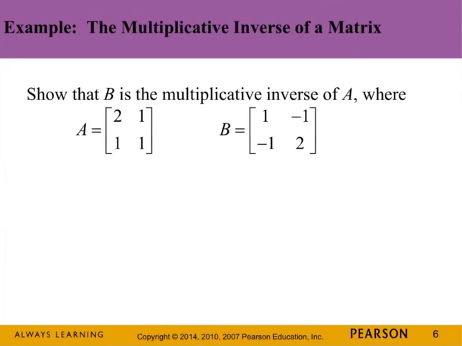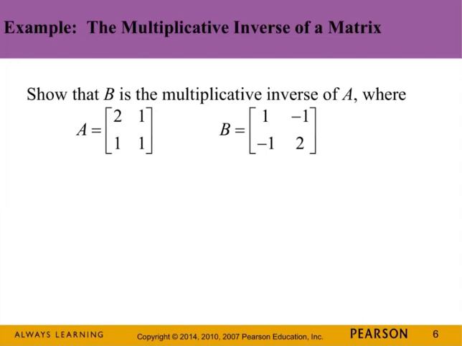Okay. So show that B is the multiplicative inverse of A. In order for the matrix B to be the multiplicative inverse of A, we need to do A times B and show that it equals the identity matrix. And then we need to do B times A and show that that also equals the identity matrix. Okay, let's see it in action. All right.